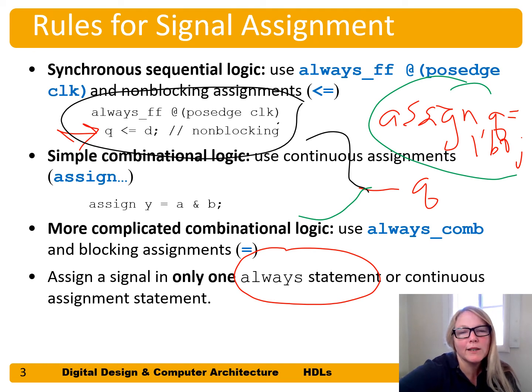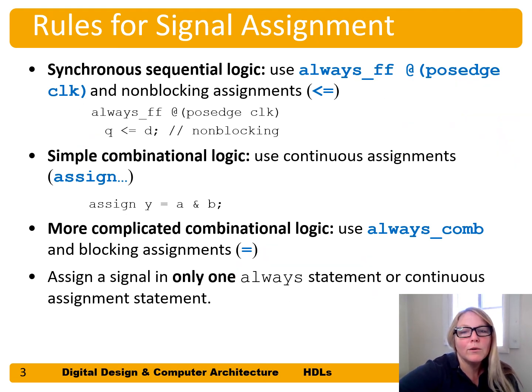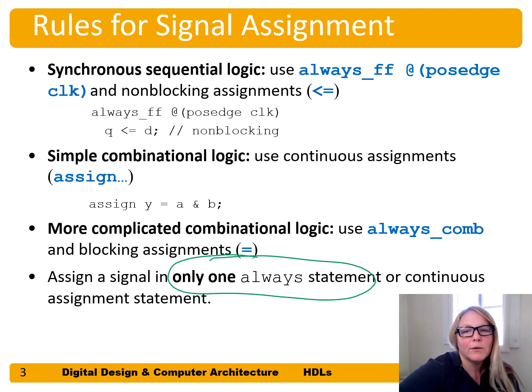This is where people get into trouble when they think of HDLs as a programming language. In a programming language, sure, you assign that variable Q once, and then later you can assign it again. Not true in hardware. In hardware, only a single logic block can assign a signal. So assign a signal in only one always statement or continuous assignment statement. You can't have two logic blocks that are assigning a signal.